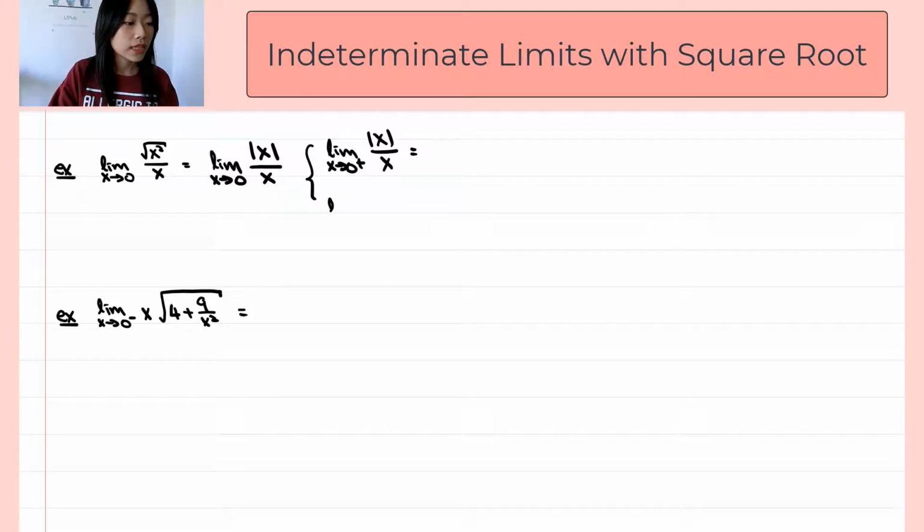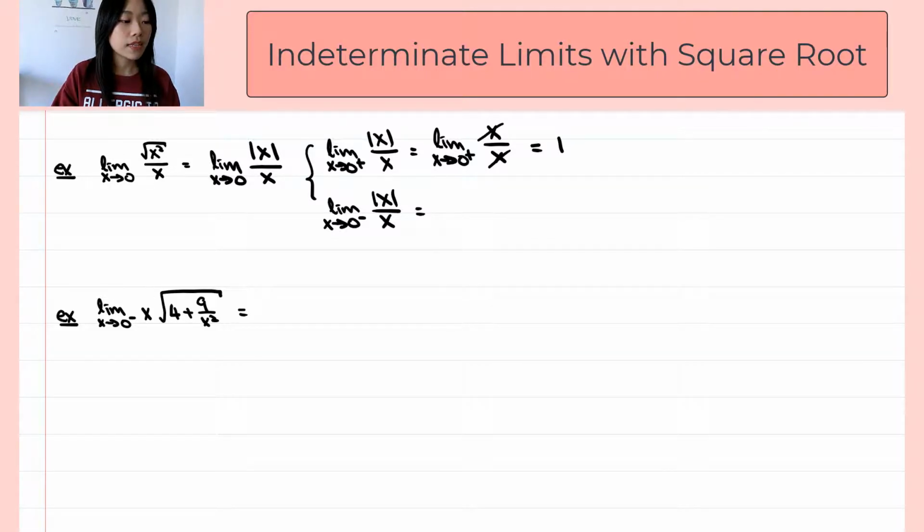We'll also look at the limit as x approaches 0 from the left of the same function, absolute value of x over x. For the right-sided limit, since x is approaching from positive, absolute value of x equals x. So the limit as x approaches 0 from the right of x over x: x cancels with the x in the denominator, so this equals 1.